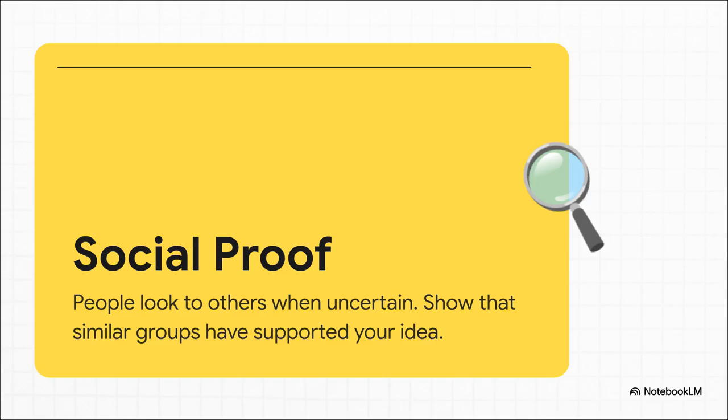And finally, there's social proof. When people are uncertain, what do they do? They look around to see what everyone else is doing. So if you can show that other similar companies or respected leaders have already had success with this kind of initiative, well, saying yes suddenly feels a lot less risky and a lot more like the smart, proven choice.